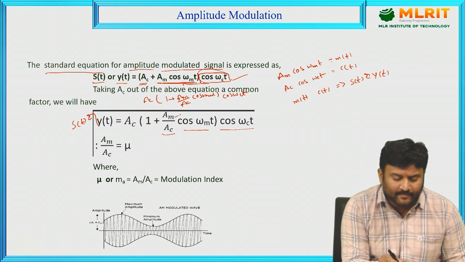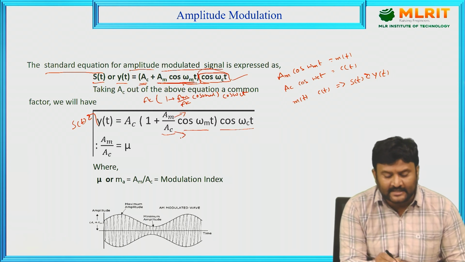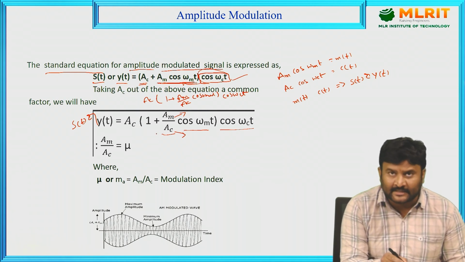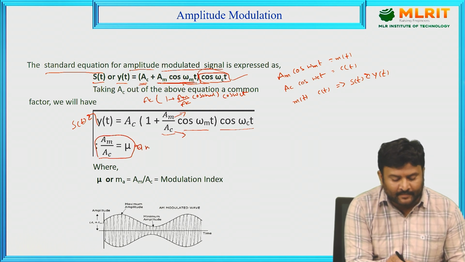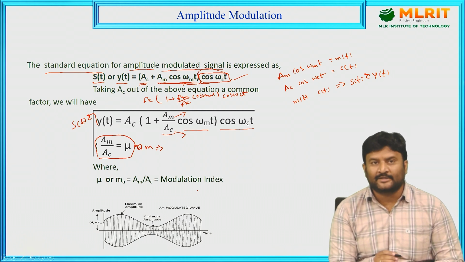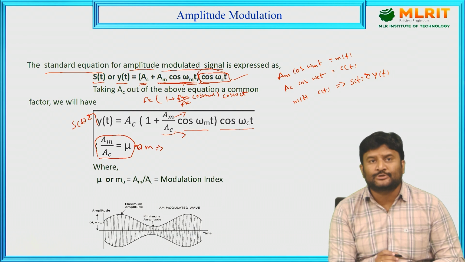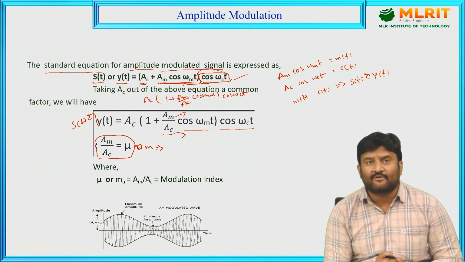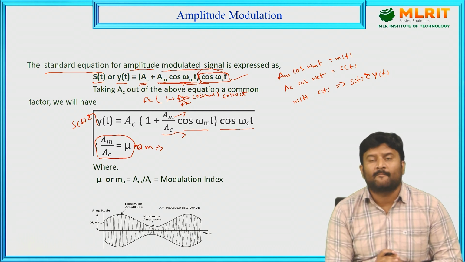What is Am? Am is the maximum amplitude of the message signal, and what is Ac? The maximum amplitude of the carrier signal. Therefore, it is a factor. Am by Ac, I am taking as mu or m. What is it known as? It is called the modulation index. When you take the ratio between the maximum amplitude of the message signal and the maximum amplitude of the carrier signal, it is known as the modulation index.